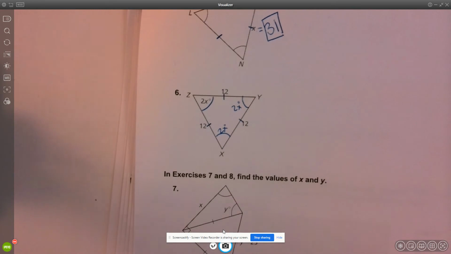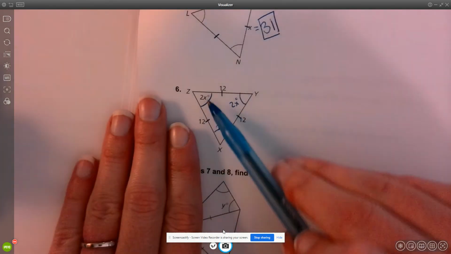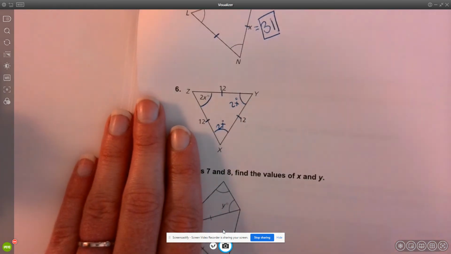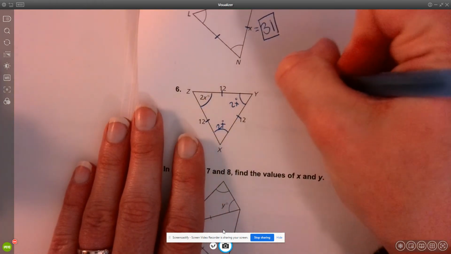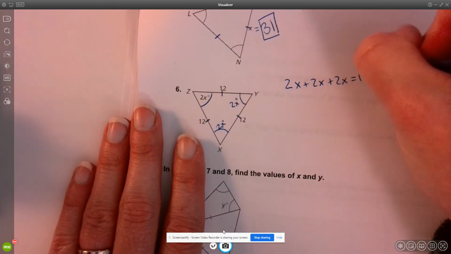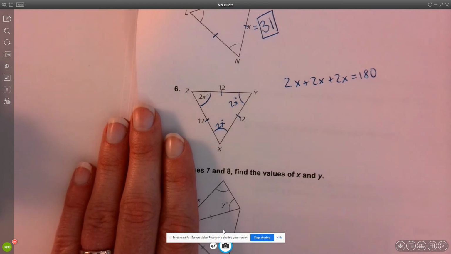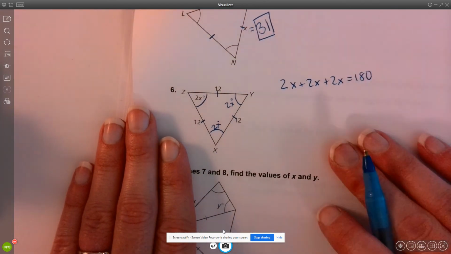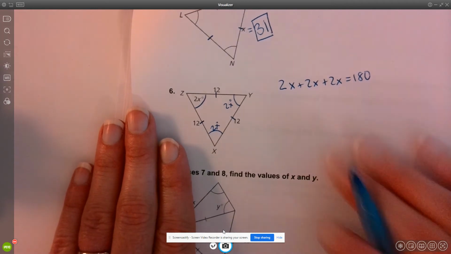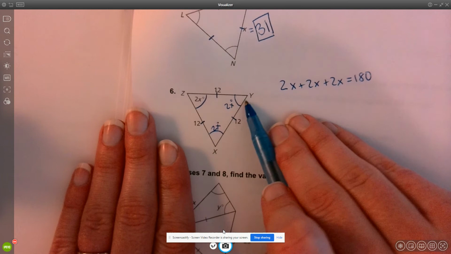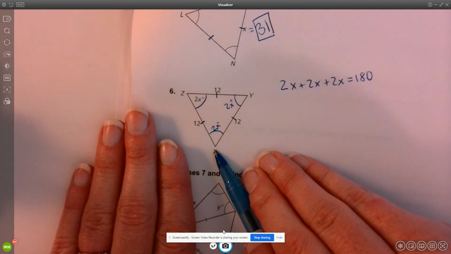Now, there's a couple different ways you could solve this problem. One, you know that all 3 of these angles have to add up to 180. So you could add up all 3 angles to get 180, and you could solve for x that way. But there's actually a quicker way, and we just mentioned it at the beginning of this video, that in an equilateral triangle, every angle is 60 degrees.